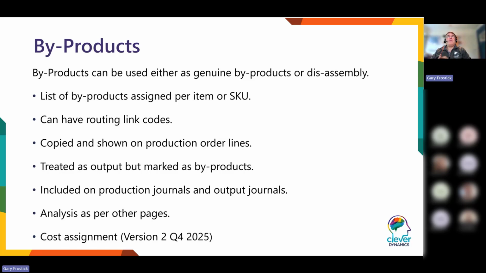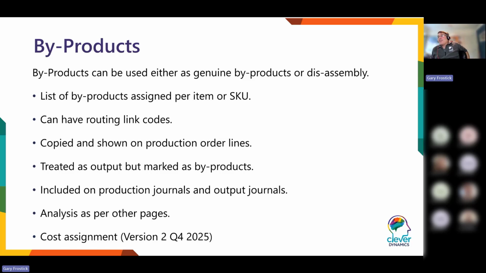So again, with byproducts, we have a list that we assign, like we do a routing or a bill of materials, to an item or SKU. Again, we can have routing link code to say what part of the manufacturing process those byproducts get generated. Again, they get copied, shown on production order lines. And if you're using our MES solution, in MES as well, they are treated as proper output.